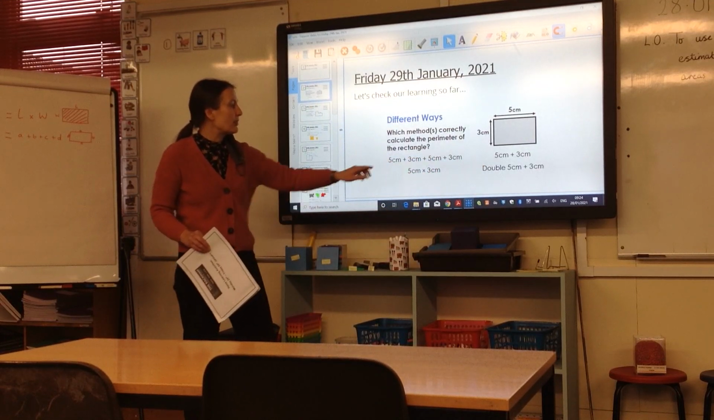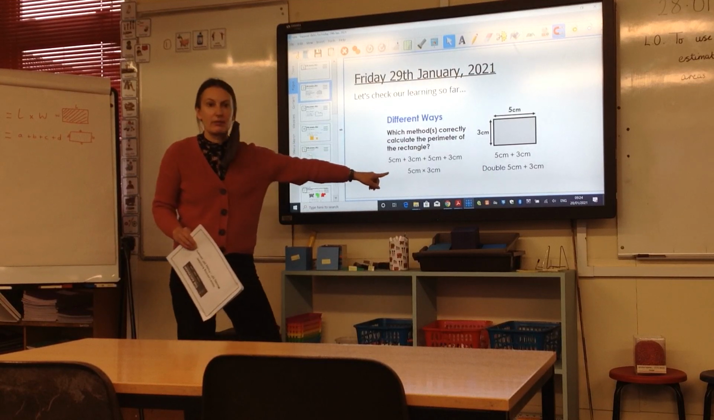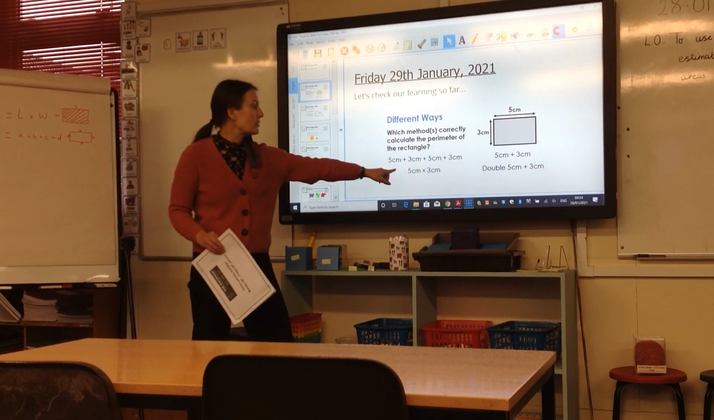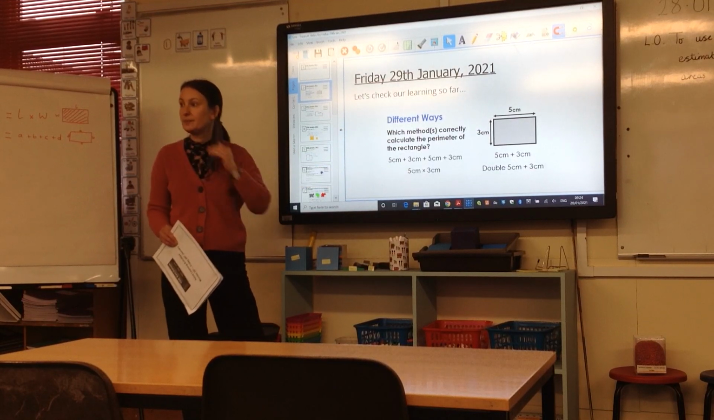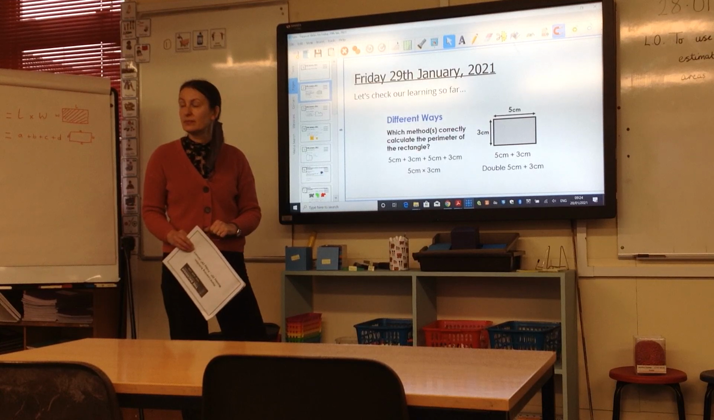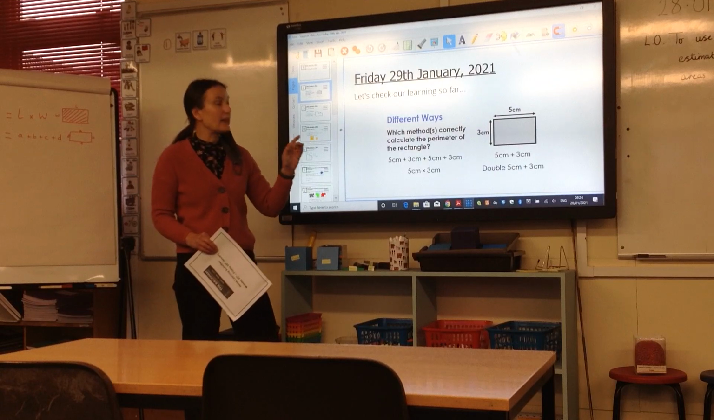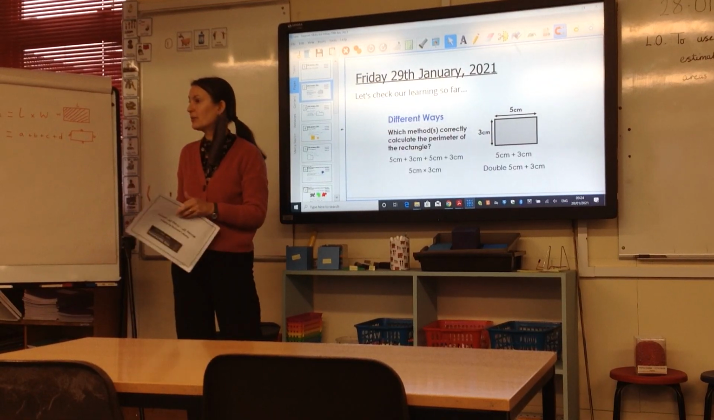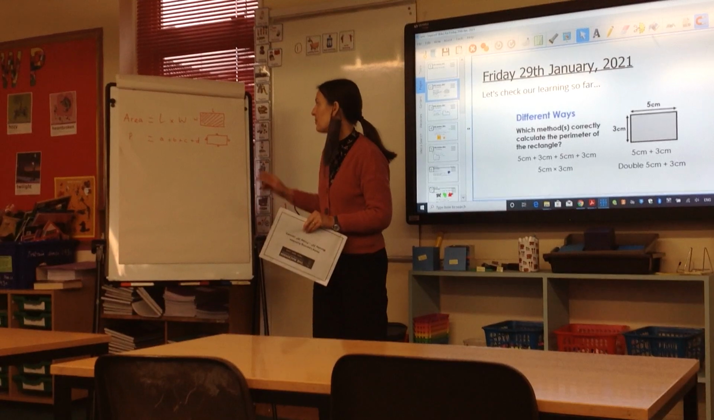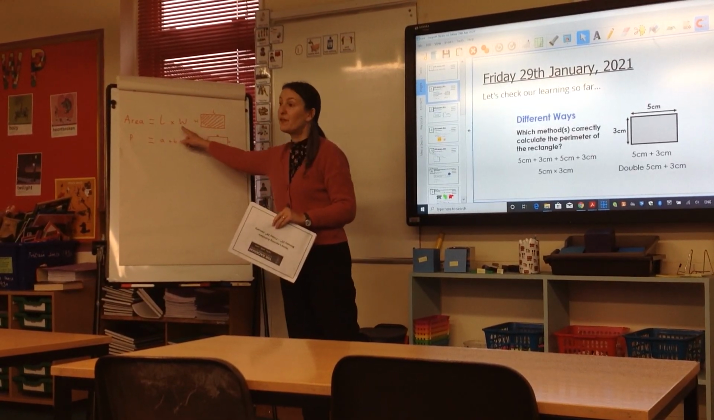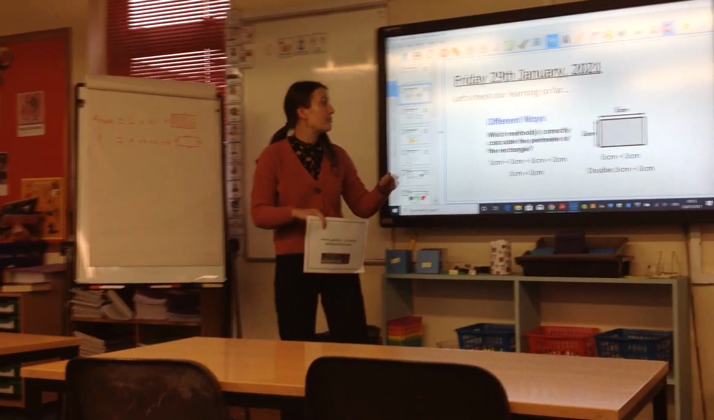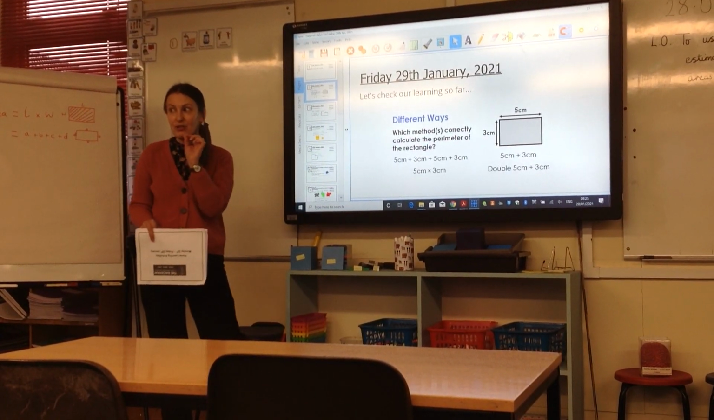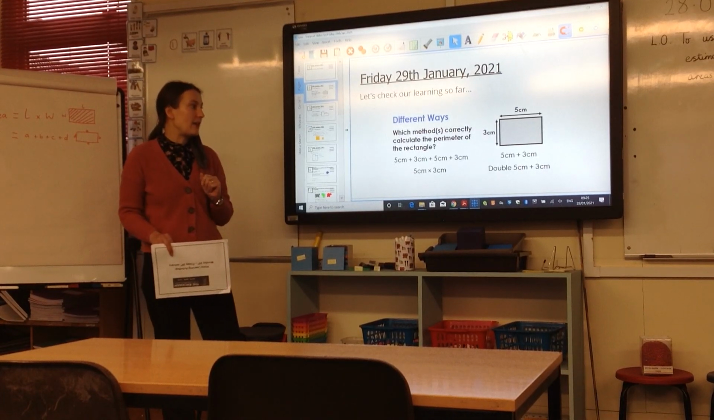So why do you not agree with this one, 5 times 3? Why does nobody agree with 5 centimetres times 3 centimetres? Yeah? I agree with it. You do length times width. Ah, but are we looking at length times width to find what? Oh, yeah, the perimeter. So you quite rightly identified this formula, but that's to find the area. We're looking at perimeter here. Well done, that's a really tricky one. You have to read the questions really carefully.